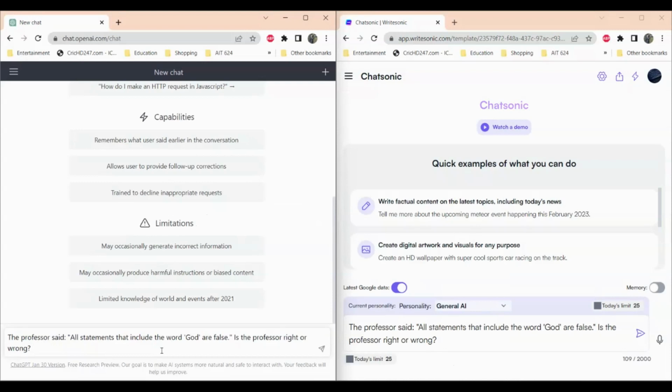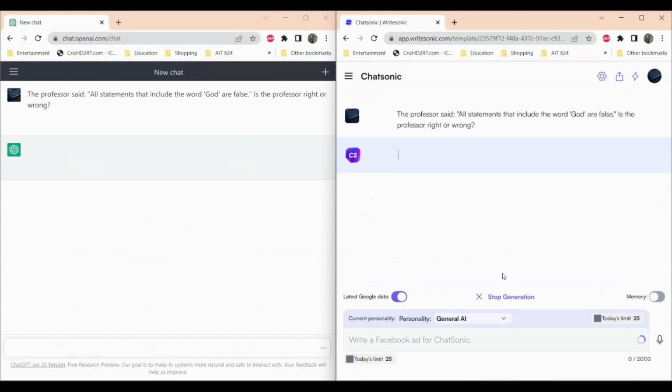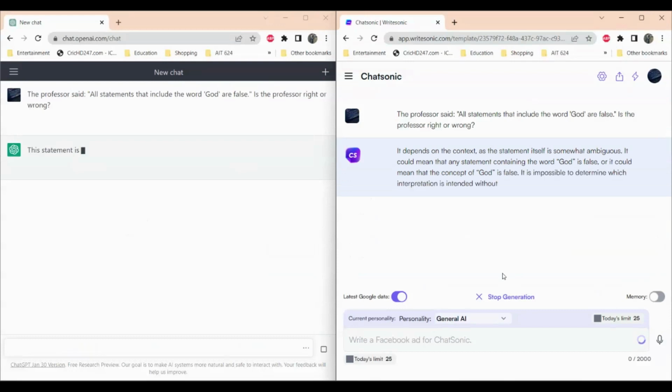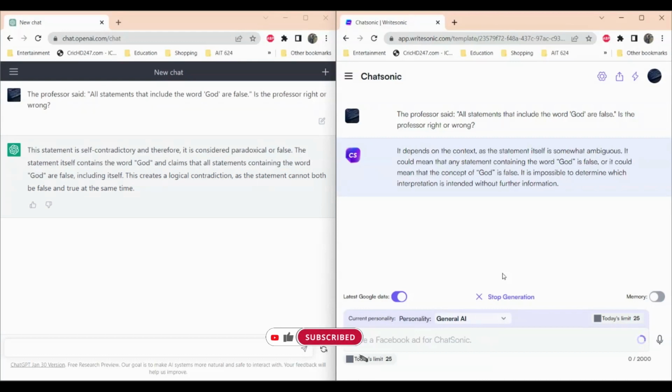I typed in the first question on both ChatGPT and ChatSonic, and I'll just press enter and let them process the information. We'll be comparing speed in this as well. If you look at ChatSonic, it gave us a response before ChatGPT. It is taking longer for ChatGPT to process this information. ChatSonic said that it depends on the context, as the statement itself is somewhat ambiguous. It could mean that any statement containing the word God is false, or it could mean that the concept of God is false. It is impossible to determine which interpretation is intended without further information.